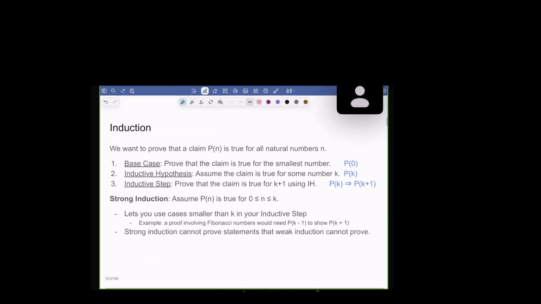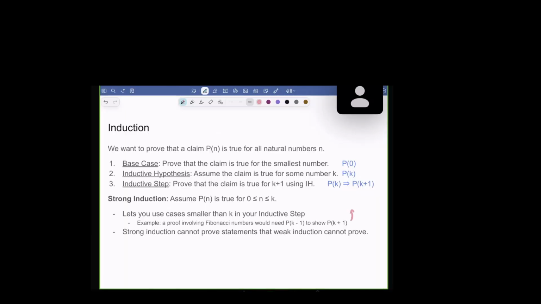Because for Fibonacci, P of k plus 1 depends on P of k and P of k minus 1. If we had regular induction, we wouldn't be able to use P of k minus 1, right? Which is why we need strong induction here. And let's reiterate, it lets us prove statements that we cannot prove using weak induction.